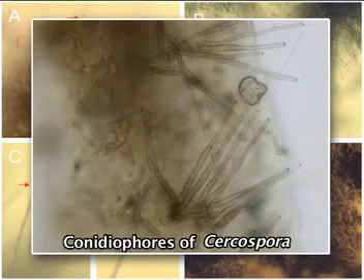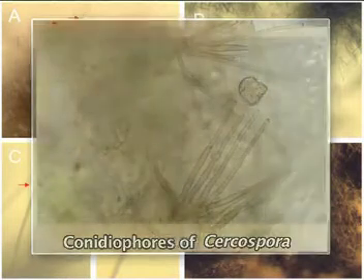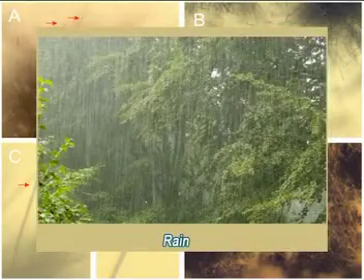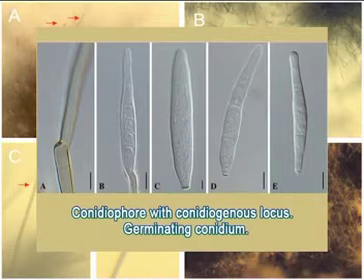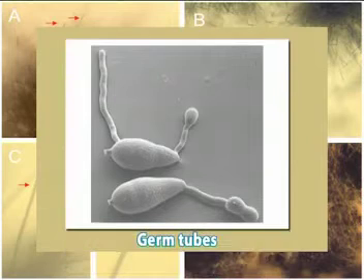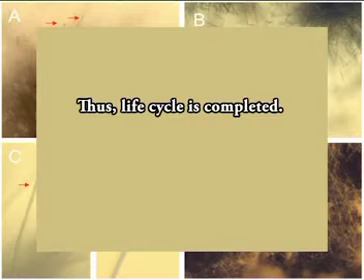The first formed conidium is pushed to one side and a new conidium is formed at the apex. Conidia are blown by wind or raindrops. As the conidium separates from the conidiophore, it leaves a scar on the conidiophore. On germination, a conidium forms one or more germ tubes, which give rise to a new mycelium. Thus, the life cycle is completed.